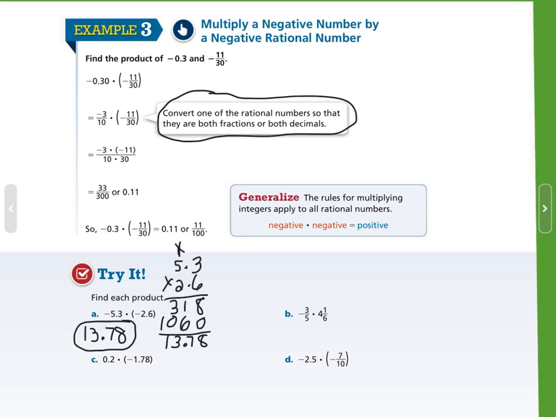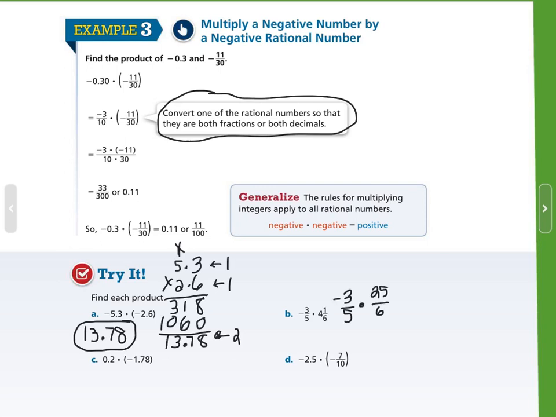For try it problem A, you're simply multiplying your decimals. Don't forget that the rule for rational numbers is the same as the rule for integers. So a negative times a negative is still going to yield a positive answer. In this case, the answer is a positive 13 78/100. Remember, there is 1 decimal place in the first number, and there is 1 decimal place in the second number, so your product is going to have 2 decimal places.